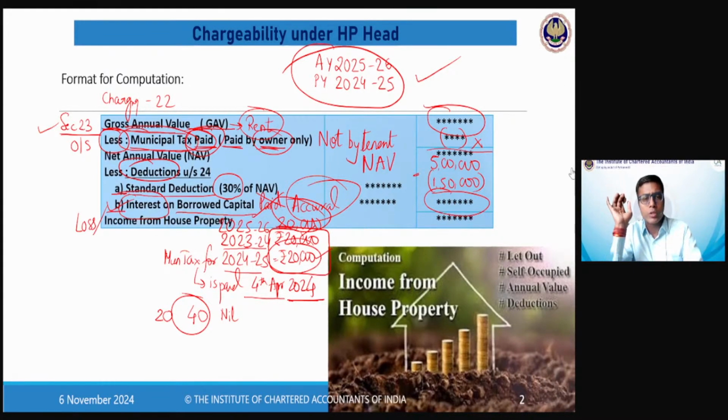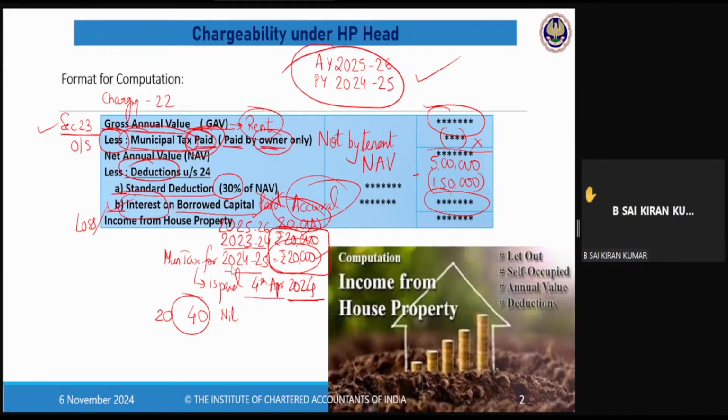Anybody has any doubts with any of this computation part, that is the format part? Anybody, any questions? No? Super. So let us proceed then. Okay. Sai has something to ask. Yes, Sai.